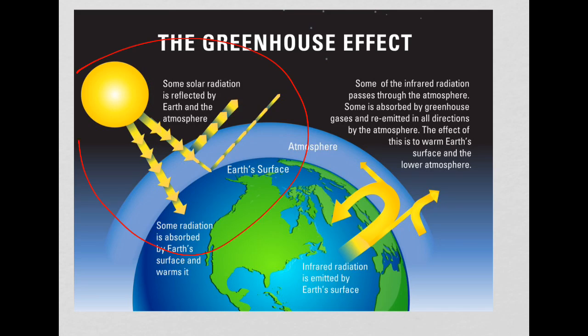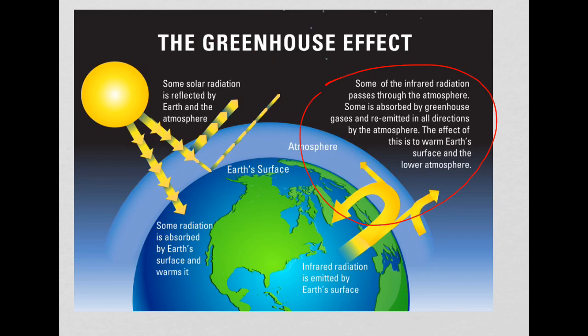This part of the diagram shows us what happens under natural conditions. So some solar radiation is reflected by the Earth and the atmosphere and doesn't enter the Earth's atmosphere. Some radiation is absorbed by the Earth's surface and warms it, and some is re-radiated and moves back out into space.